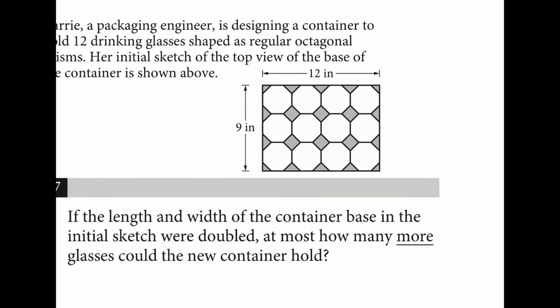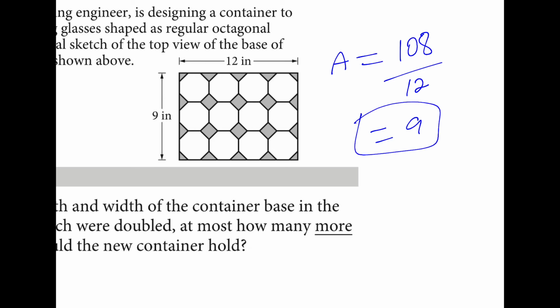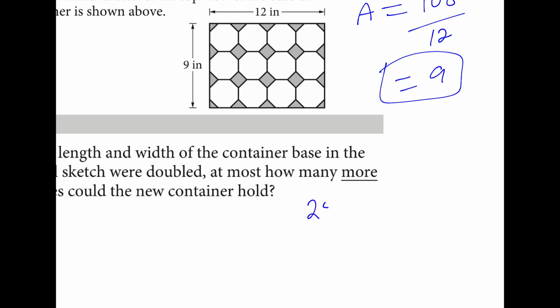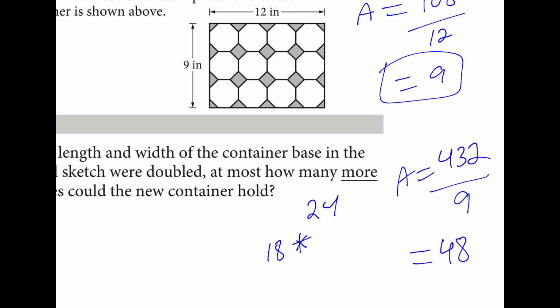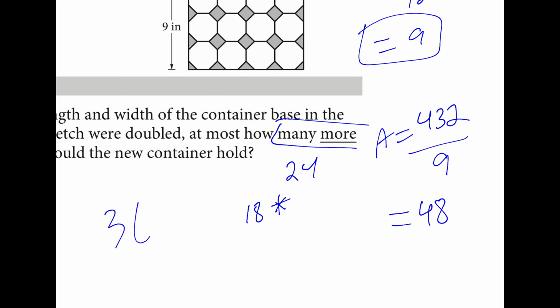If I look at my original container, I can find that the area is 12 times 9, or 108, and there are 12 glasses. So I'm going to divide by 12 and find out that each takes up an area of 9. If I double the length and the width, my new dimensions are 24 and 18, so I multiply those two. My new area is 432. If I divide that by 9, I get how many glasses this will hold, which is 48. But they want to know how many more. So there used to be 12, and now there's 48. I subtract 48 minus 12, and that's where you get 36.